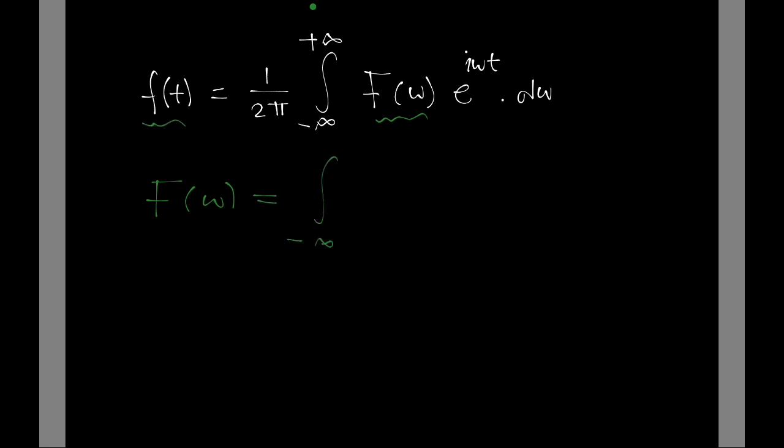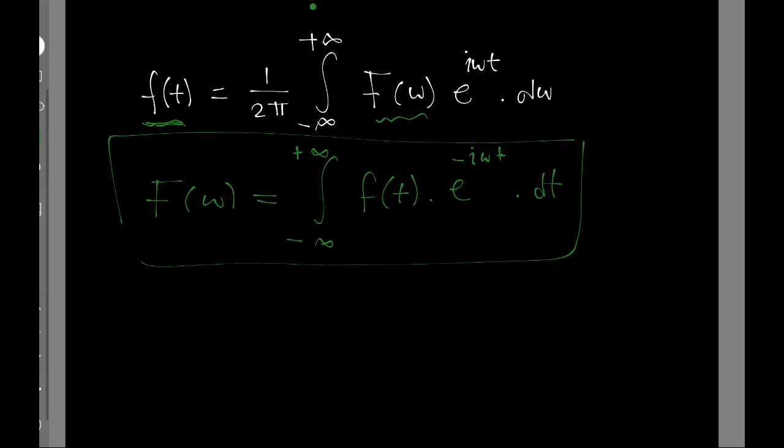And to find it, basically plug in your function f of t, and just as you did in Laplace transformation, with a little bit of change, this will be your Fourier transform. Okay, let's have an example.